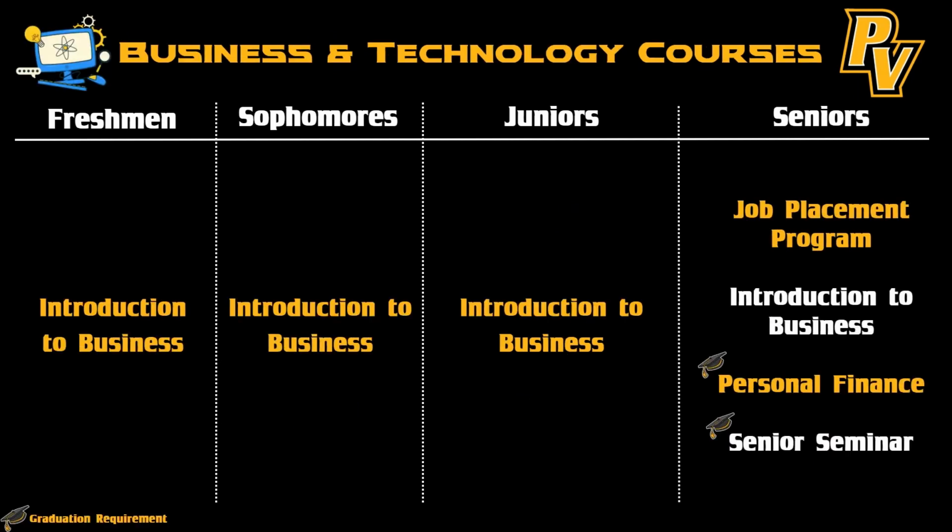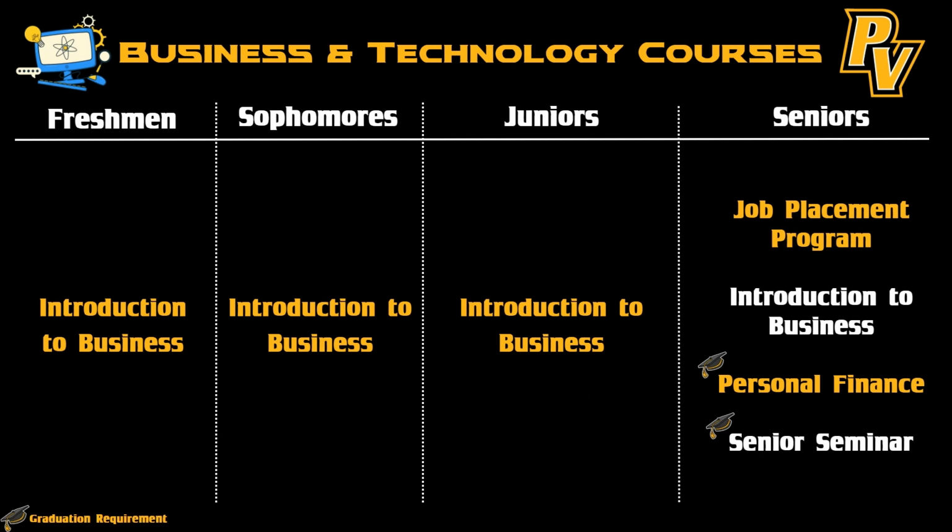In regards to our business and technology courses, this year we are only going to be offering Introduction to Business for the freshmen through juniors, and then seniors you will have to take Personal Finance and Senior Seminar with Mrs. Hawkins. It's a required course, and we will be offering CCP options for both this year. So if you are a senior who would like to get CCP credit for Senior Seminar and Personal Finance, please make sure you select the correct course appropriately. The Senior Seminar CCP course is called Business Communications, just so that you're aware.